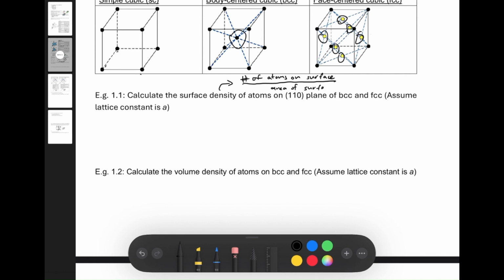So that's surface density. And so for volume density in example 1.2, it's the same. So it's number of atoms inside the... We are just going to analyze the unit cell. So the number of atoms inside the unit cell divided by the volume of the unit cell.